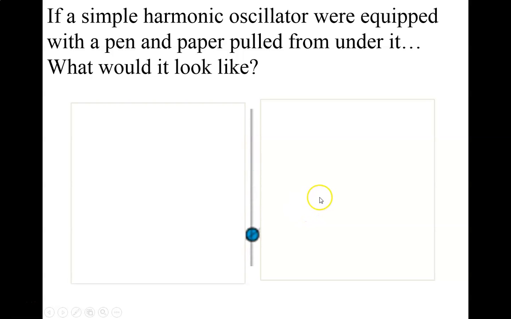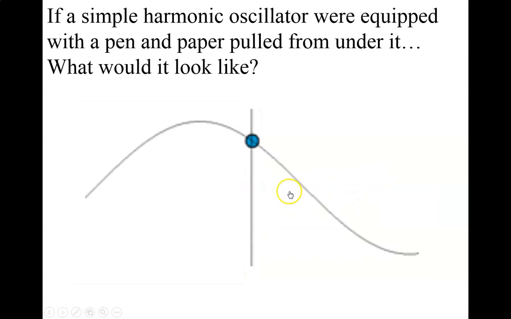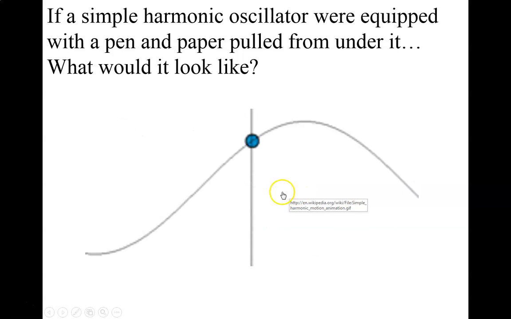So what would it look like if we took a simple harmonic oscillator, like a mass on a spring, that was oscillating back and forth, up and down? We put a pen on it, and then we pulled the paper along sideways. What kind of image would this thing trace out? It would trace out a sine wave.